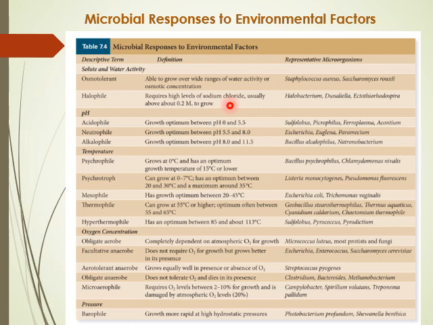This one, the one that loves salt, right? This group requires high levels of sodium chloride, usually above 0.2 millimolar, to grow. So Halobacterium, Dunaliella, Ectothiorhodospira. Okay. For the different pH, we have acidophile, neutrophile, and alkalophile.